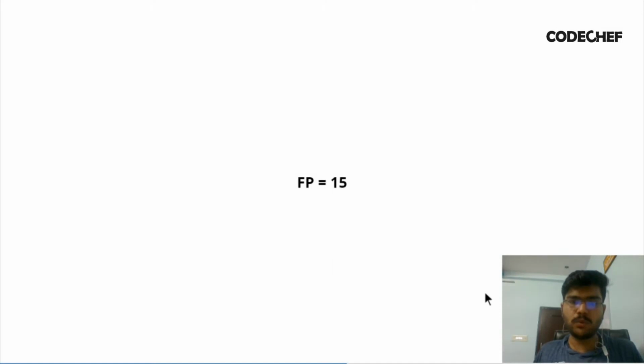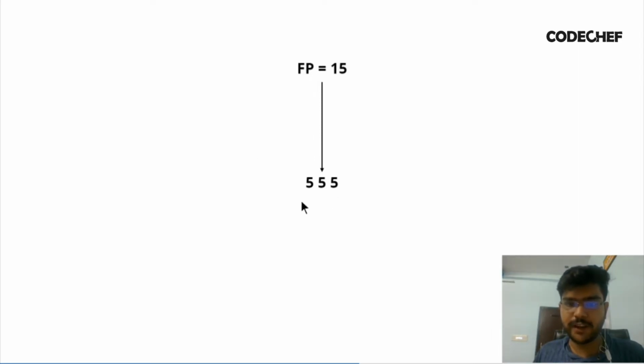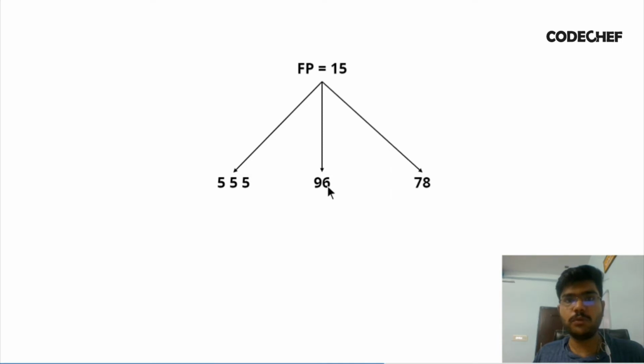So let's take one more example to clear out the things better. Suppose final power is equal to 15. So one possible way could be taking a number that is 555. So the power of this number is 5 plus 5 plus 5, that is 15, that is equal to the final power. But one of the most optimized solutions could be 96. 555 has 3 digits whereas 96 has only 2 digits. One more possible solution could be 78.